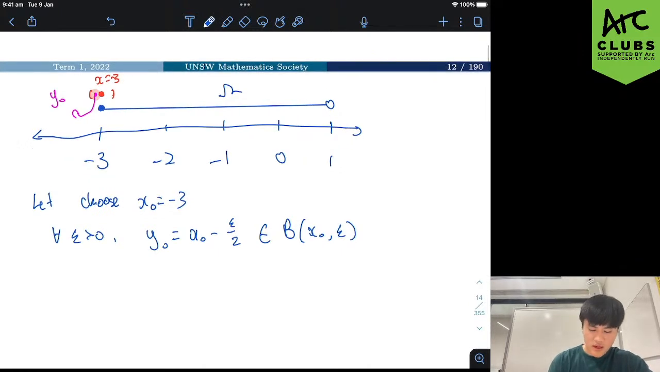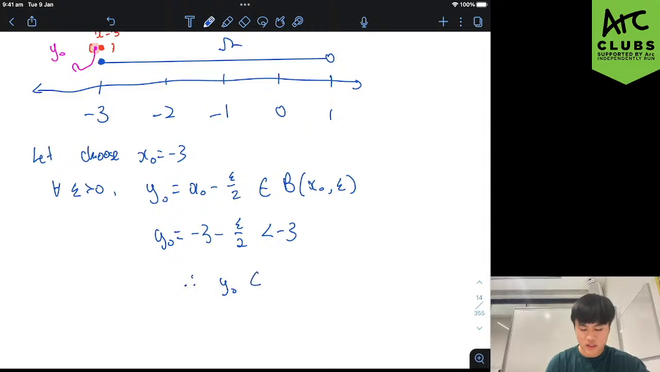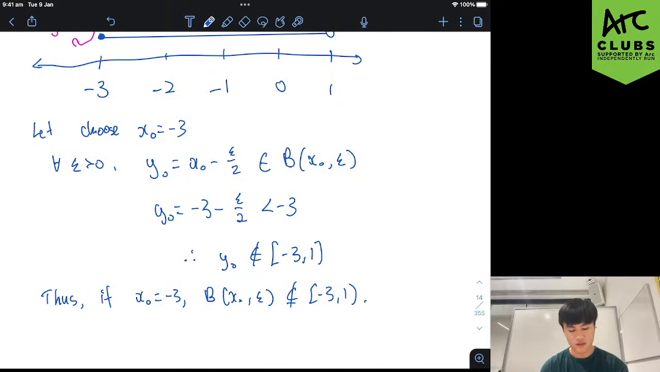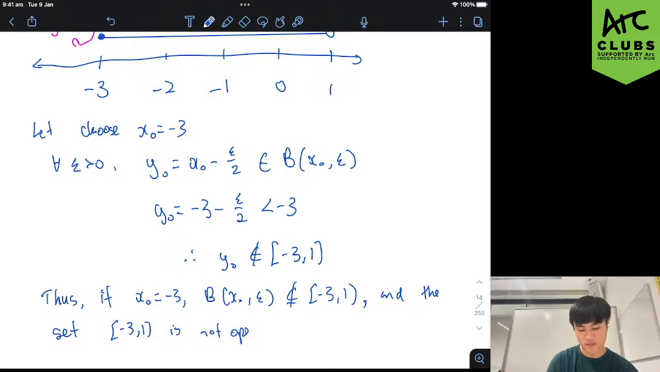And how else we can write y naught is y naught equals -3 minus epsilon over 2. And we can see that this is clearly less than -3. Therefore, y naught is not an element of -3 to 1. Thus, if x naught equals -3, the ball of x naught around epsilon is not a subset of -3 to 1. And so the set -3 to 1 is not open. Alright, so that's the answer to this question.